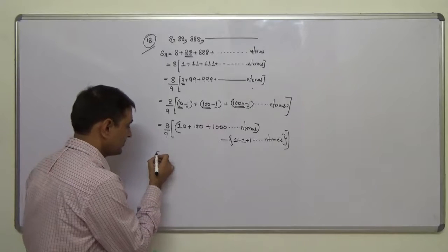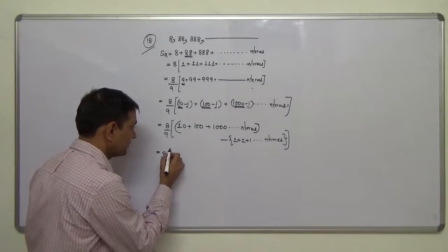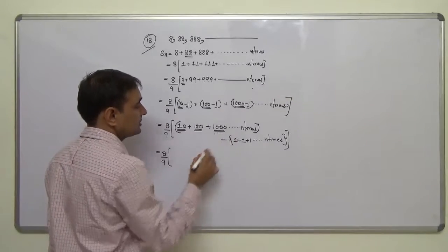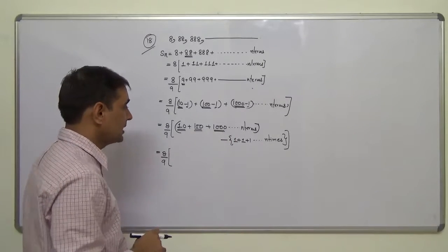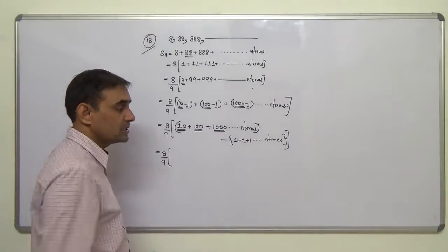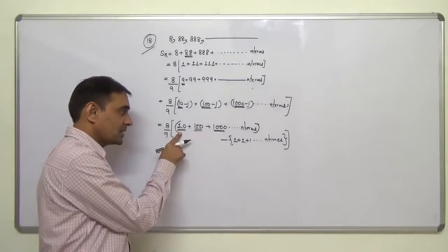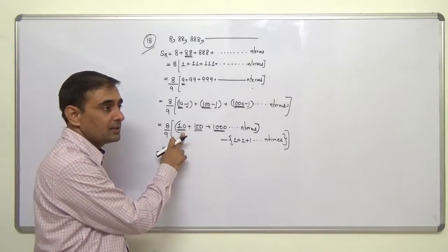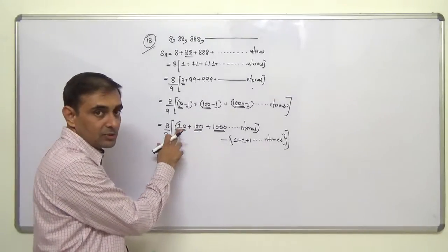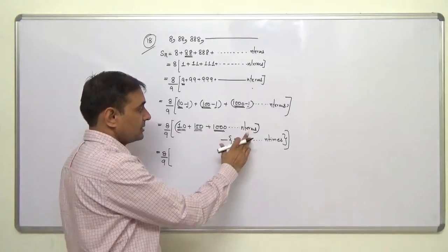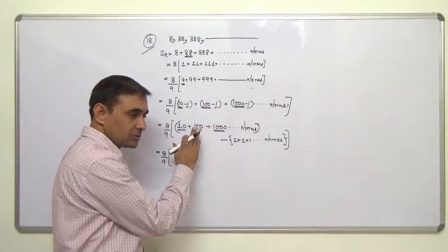This is equal to 8/9 into, this is 10, this is 100, this is 1000. This is a GP, right? 10, 10 square, 10 cube and so on. This is a GP in which the first term is 10, and common ratio A2 by A1, if we do this by this, 10 will come. So the common ratio is also 10. So this GP has n terms, the first term is 10, and the common ratio is also 10.